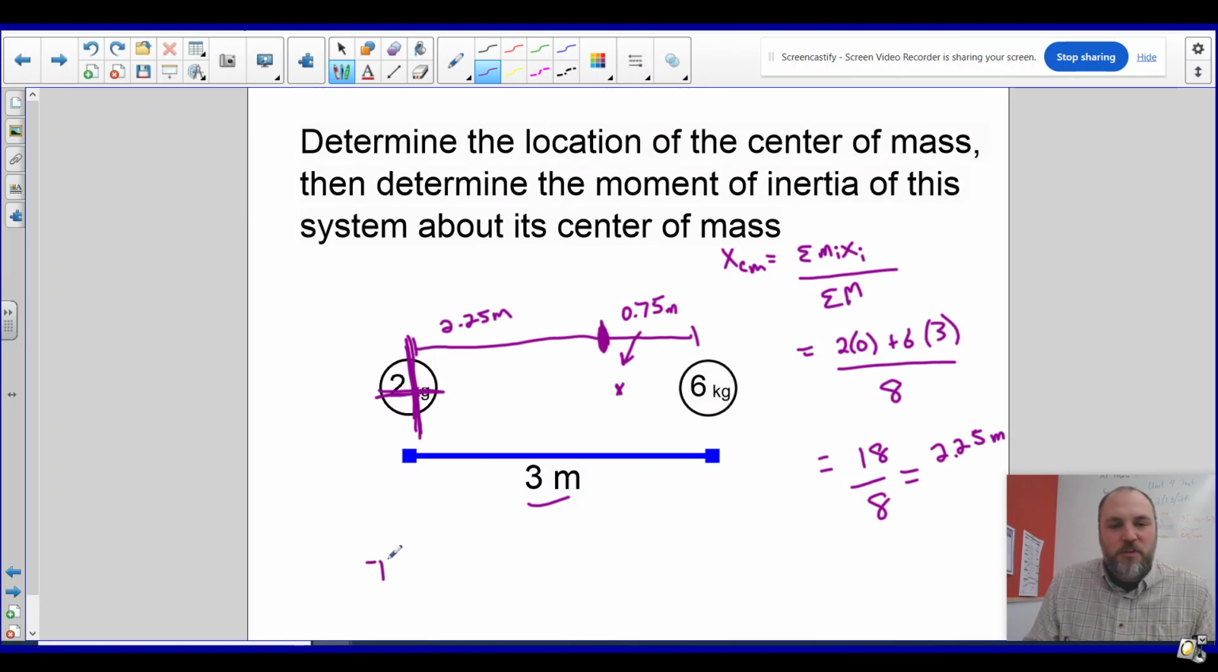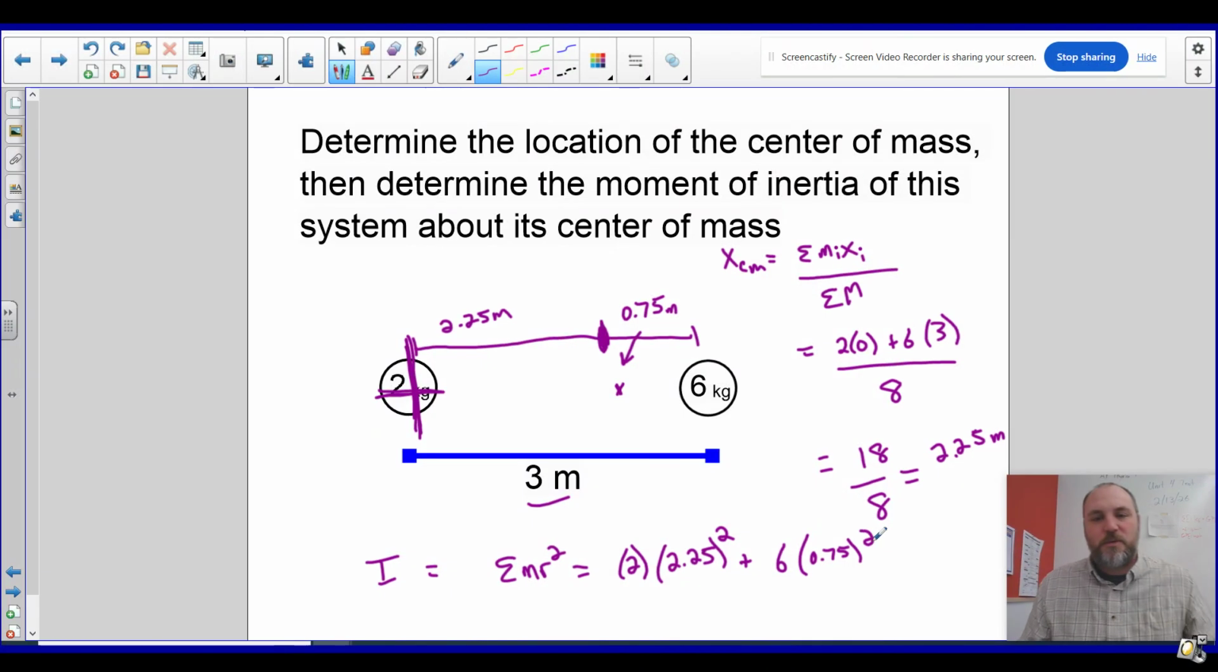And if I want to determine the moment of inertia, I'm going to do the sum of the mr squareds, or I'm going to take each mass, so 2 kilogram, times its distance to the rotation axis squared, plus the 6 kilogram times its distance to the rotation axis squared. So we have 2 times 2.25 squared plus 6 times 0.75 squared. And I'm coming up with 13.5.